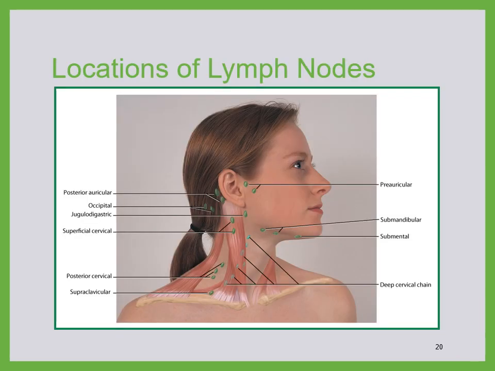This is a depiction of the location of the lymph nodes. Remember that the lymph nodes are draining back into the thorax, and so everything superior to the nodes is going to drain down through them. The nodes themselves give us a good idea of where the inflammation or infection may be coming from.